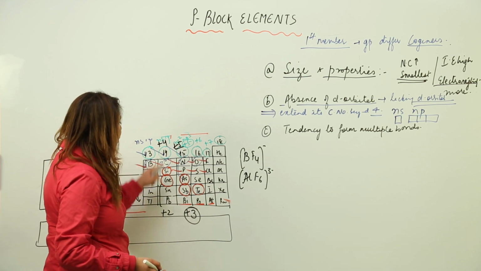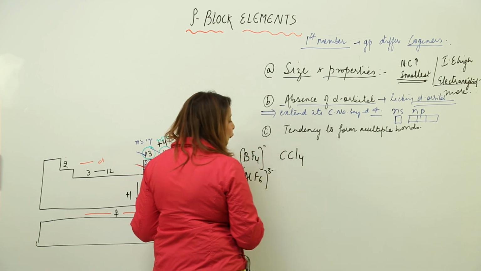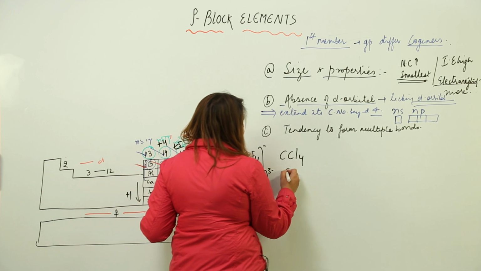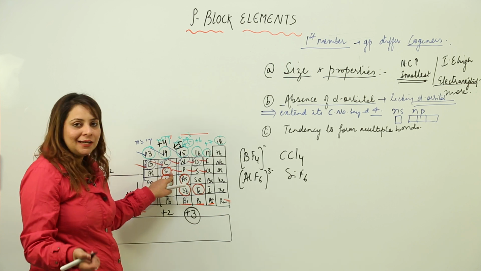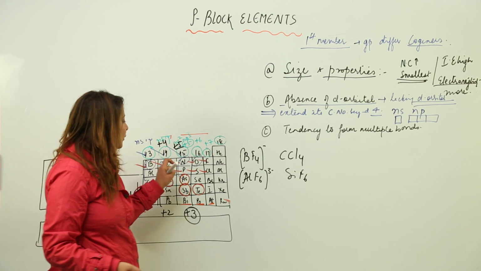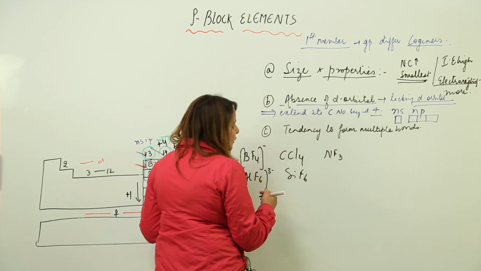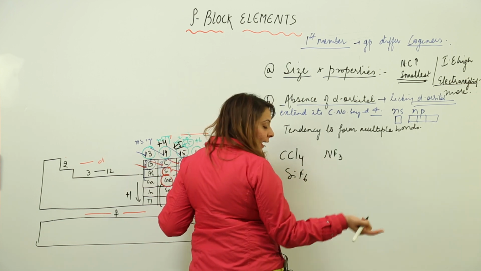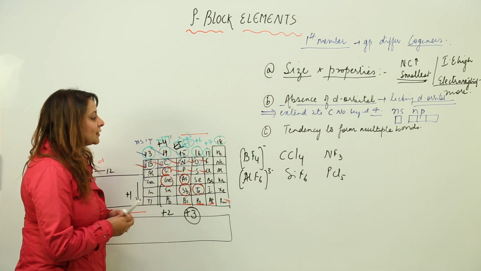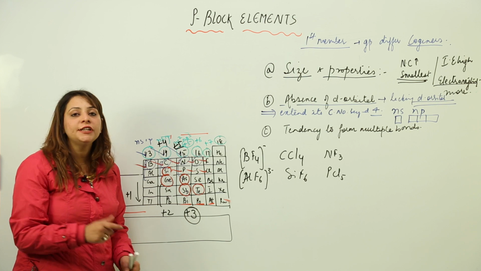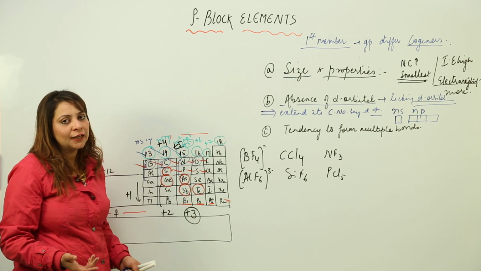And that is the reason, like if we talk about group 14, we see that carbon exists only as CCl4, but silicon exists also as SiF6 or SiCl6, so it can extend its coordination number. Likewise, in the nitrogen family, nitrogen exists as NF3 if we talk about its fluoride, and the next member, phosphorus, can actually accommodate 5 chlorines also. So this is mainly due to the absence of the d orbital. They cannot extend their coordination number beyond 4, but the members which have d orbital can extend.